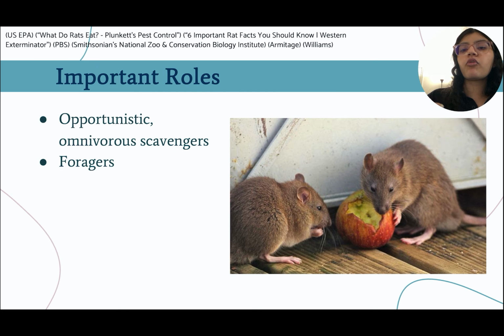So, as a summary of everything discussed, the important roles that these Norway rats have are that they're opportunistic, omnivorous scavengers. As you can see, they prey also on other organisms, not just vegetation. They eat other rodents, and as I've stated, they'll even eat their own kind when they're desperate enough. They're also foragers, as seen by their herbivorous diet.